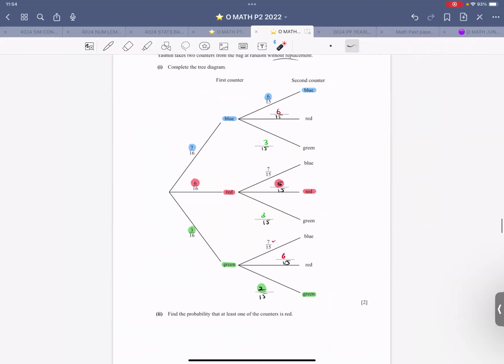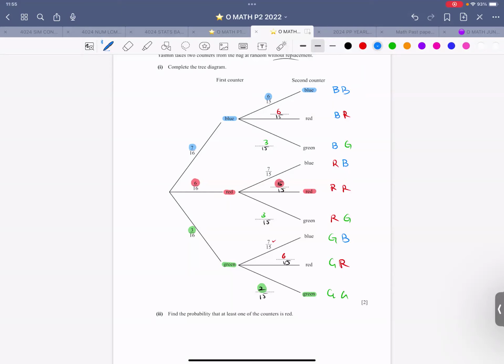Now let me write the color combination. So this is blue, blue. This is blue, red. This is blue, green. And then there is red, blue. First of all, let me write red over here. This is red, red. This is red, blue. This is red, green. And then we have green, green. This is green, green. That's the last one. Green, red, and green, blue.